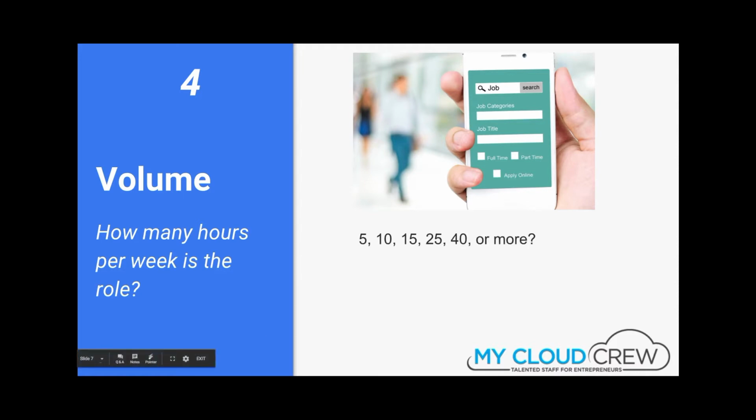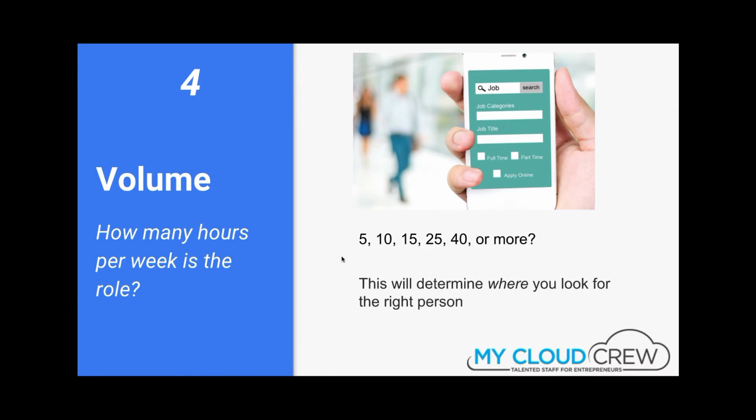So the question is, and this is a good starting point, is it 5, 10, 15, 25, 40 hours a week, or is it more? If it's more, it could be 2 part-time people, or it could be a manager and a junior, or director level and a junior, or director level and a senior. And this will also determine where you look for the role. If you're in Australia, you might place an ad on Seek, you might come to a company like My Cloud Crew, you might go to Indeed. Now, the answer to this question will really determine where you actually look for someone.